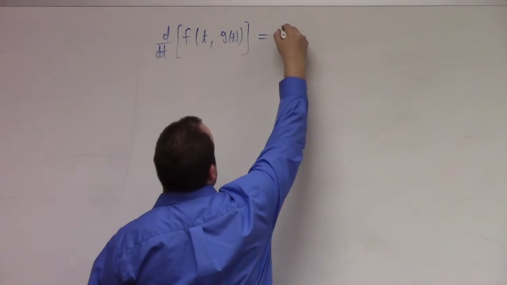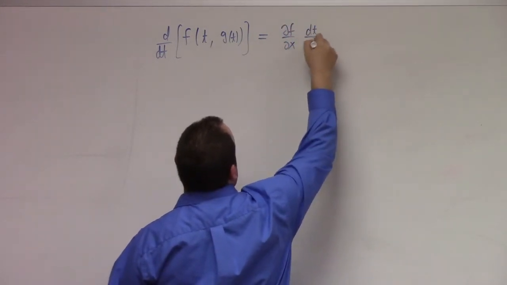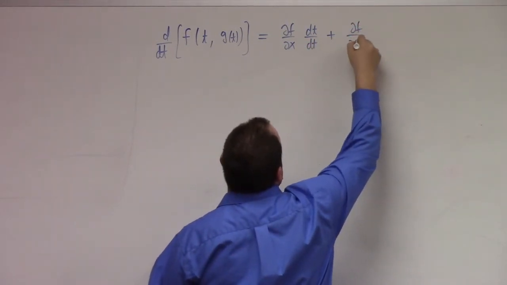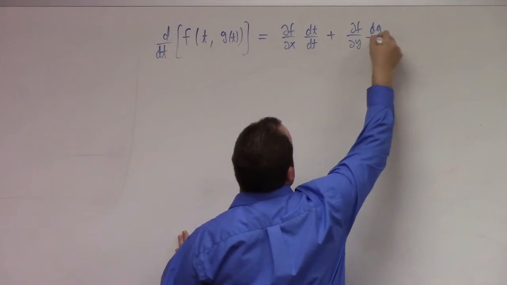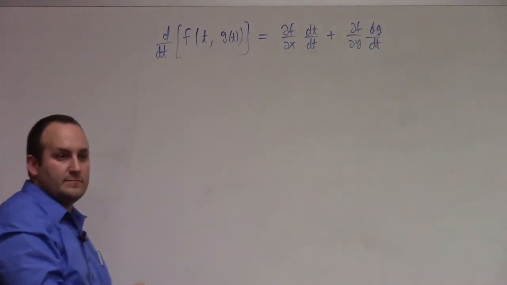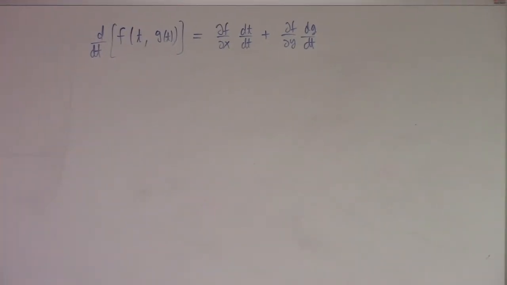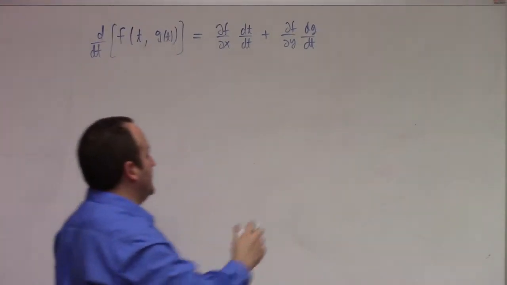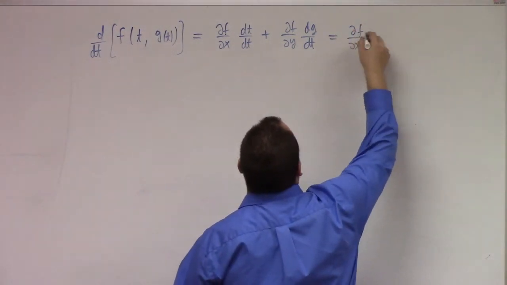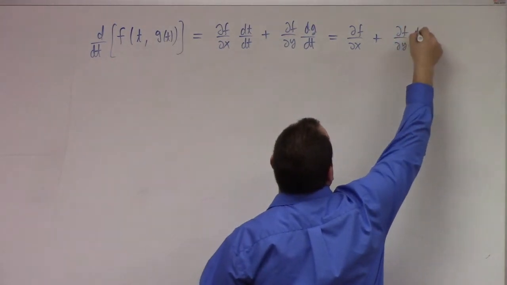Chain rule says I have partial f, partial x, times dt dt, plus partial f, partial y times dg dt. Right? So nobody should be particularly confused by this. We can simplify this a little bit more. We have partial f, partial x, plus partial f, partial y dg dt.